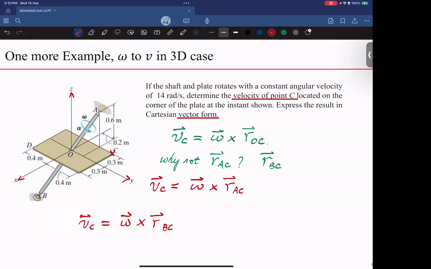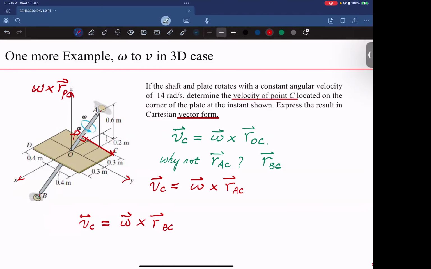Because there is a standard one, right? To make it safe, we can have a link from C to the shaft and make sure this is perpendicular. We can find this as P, right? And from the definition, it should be omega cross RPC, where RPC is from P to C. But now we have OC, AC, BC. Is it correct? For one thing, the answer is yes. All of them are correct.